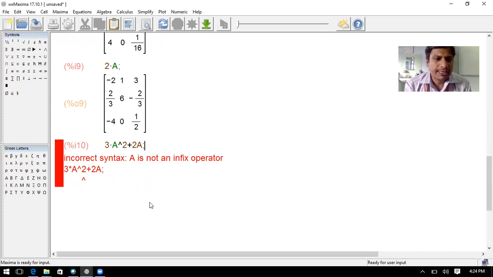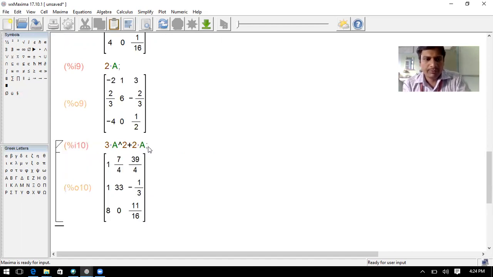See here, we made a mistake: 2A means 2 star of A, not writing 2 directly next to A. Okay, see here once again: 3 star of A cap of 2 plus 2 star of A. The result for 3A square plus 2A is 1, 7 by 4, 39 by 4. Next row is 1, 33, minus 1 by 3. Next third row 8, 0, 11 by 16. This is 3A square plus 2A.